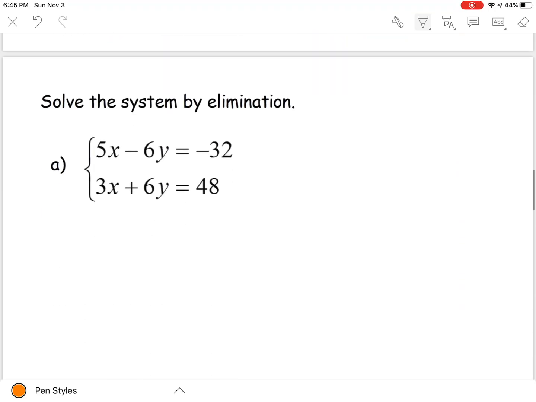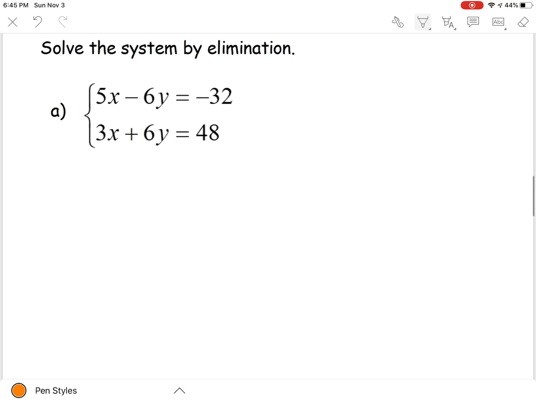Now that we have the groundwork, let's actually try a couple. So we want to solve these systems by elimination. Keep in mind something should be eliminated. Looking at our problem, notice that our 5x and 3x are lined up, our negative 6y and 6y are lined up, our equal sign is lined up, and our negative 32 and 48 are lined up. That's what we need. Since everything's lined up, the next thing we need to look for is our pair of opposites. We'll notice right here we've got a negative 6y and a positive 6y. Since we've got that pair of opposites, here's what we are going to do.